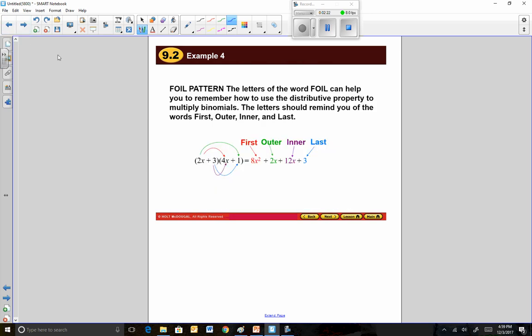Now, there is a way to memorize this. Some people call it FOIL. When you're doing a binomial times binomial, taking 2x times the first term, taking 2x times the last term, they sometimes call that outer. I just want you guys to be aware of that. And taking the second term times the first term, and then the second term times the last term here, sometimes they call this FOIL, just so you're aware of that.